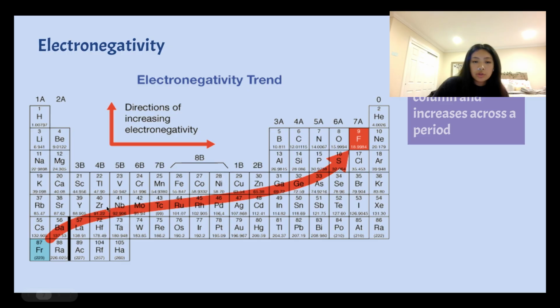So here's the electronegativity trend. You'll notice that electronegativity decreases down a column and increases across the period. So the most electronegative element is fluorine. So the more electronegative elements are the ones over here.